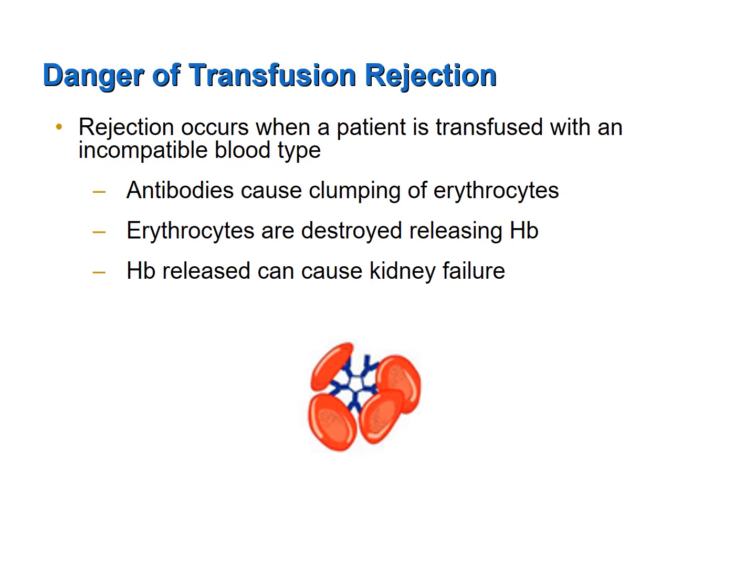When erythrocytes are destroyed by those antibodies, as they eventually will be, the hemoglobin is released into the blood. The kidneys will attempt to clear the hemoglobin from the blood, but ultimately they will be overwhelmed and kidney failure will occur. So it is critically important to ensure that donor blood is compatible with the recipient's blood. So it's important to assess the blood types of the donor and the recipient before attempting a transfusion.